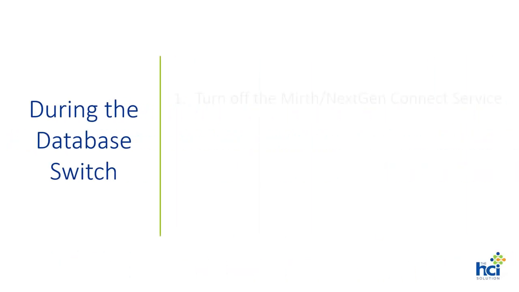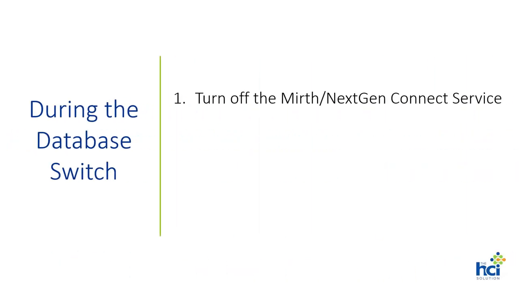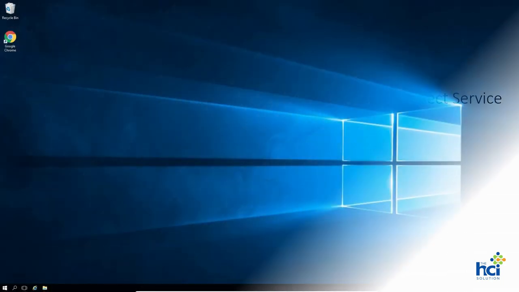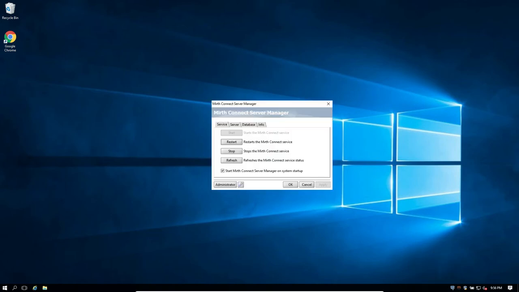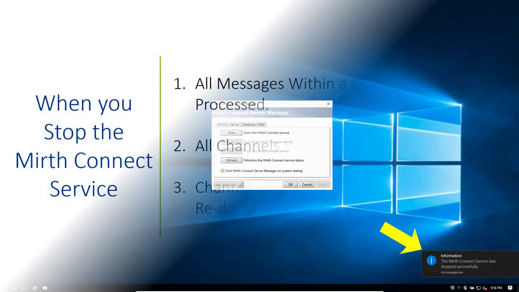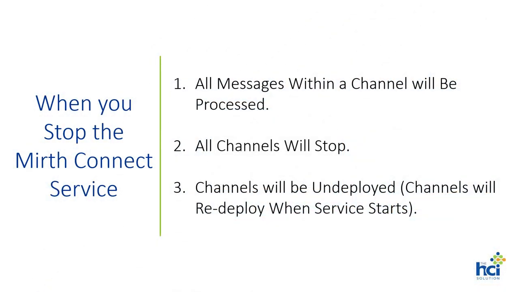Now it's time to perform the database switch. Once you have coordinated integration engine downtimes, let's proceed with the first step of turning off the NextGen Connect engine. Locate the Mirth Connect Service Manager, navigate to the Service tab, and hit the Stop button. Please allow a few seconds for the engine to stop. This allows for each channel to finish processing of any messages within it. A channel will stop only when it has finished processing of all of its messages.